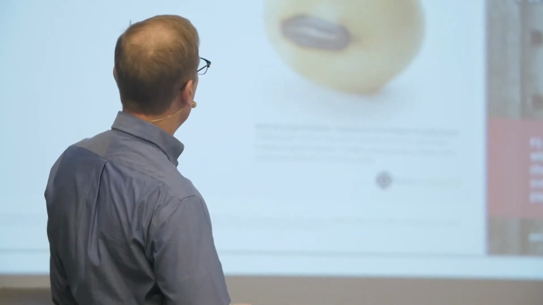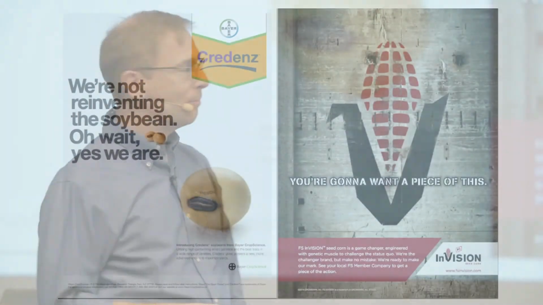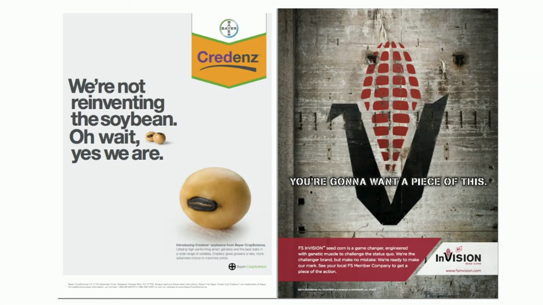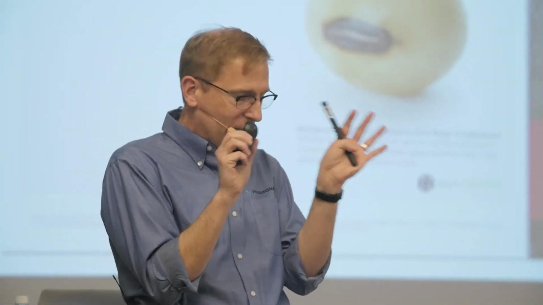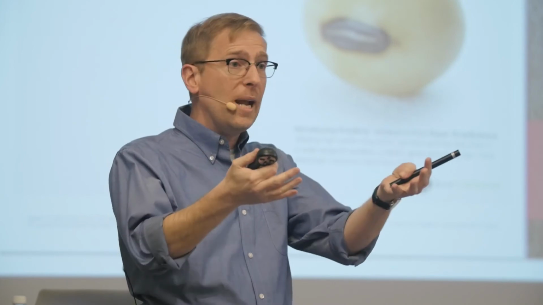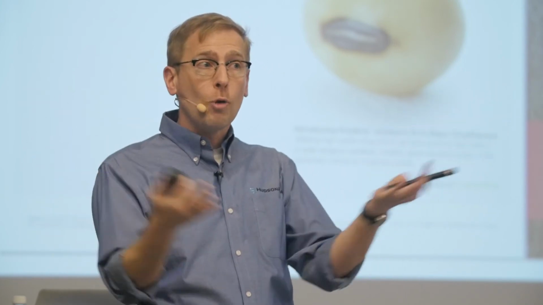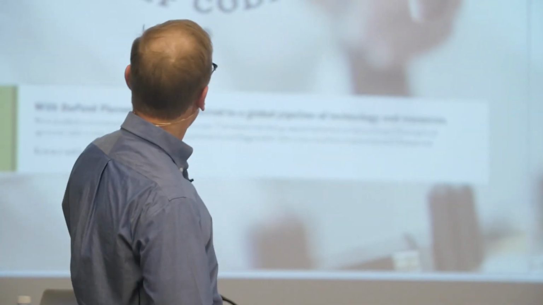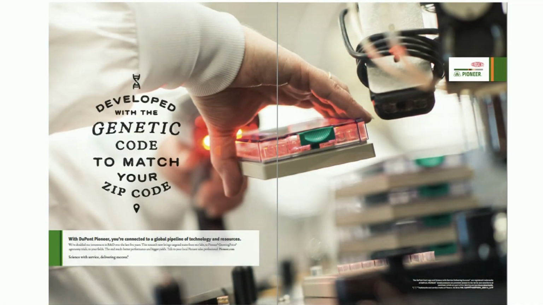Here's another one. You're going to want a piece of this. And this one talks about this seed corn is a game changer, engineered with genetic muscle to challenge the status quo. Genetic muscle. I love this. You know, the scientist in me just kind of twitches when I see that. But they're using genetically informed information, marker-assisted selection, to drive their breeding scheme. And then this one. Developed with the genetic code to match your zip code.